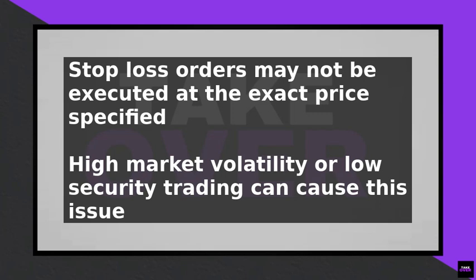This can happen in times of high market volatility or if the security is not actively trading. To minimize the risks associated with stop loss orders, it is best to set them at a price that is reasonable and takes into account the security's historical price movements. You should also regularly review and adjust your stop loss orders to ensure they remain relevant and effective.